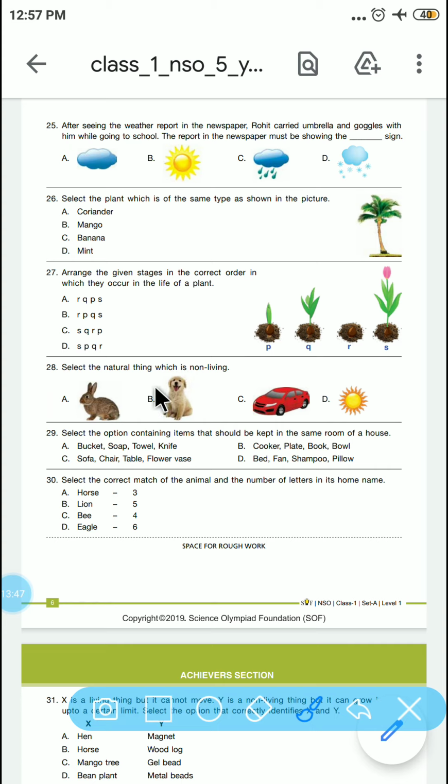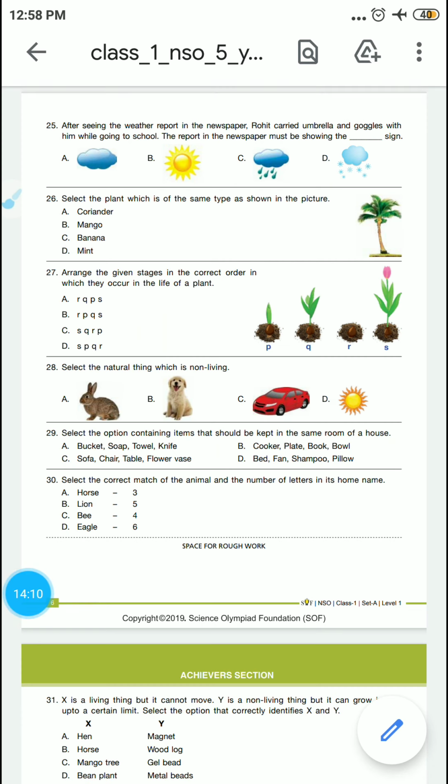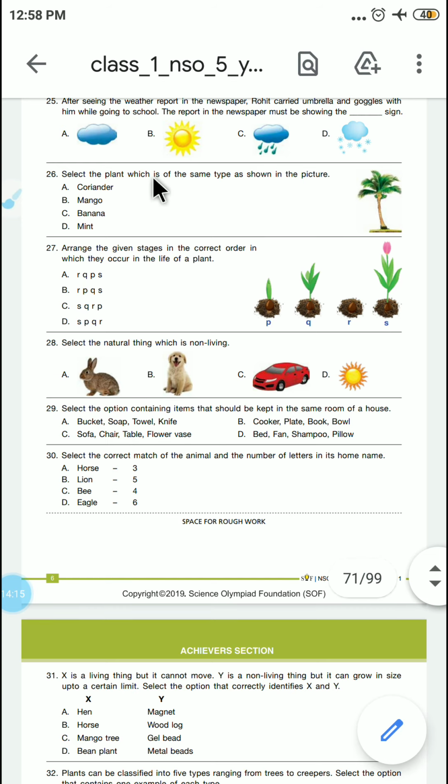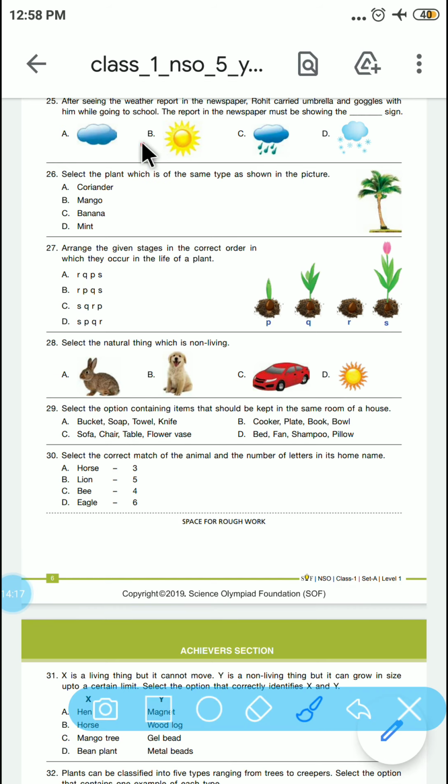So this is it. Now let's talk about question number 25. After seeing the weather report in the newspaper, Rohit carried an umbrella and goggles. So an umbrella and goggles can only be carried when the season is quite hot, like a summer day. So the correct option here will be the summer season, option B.